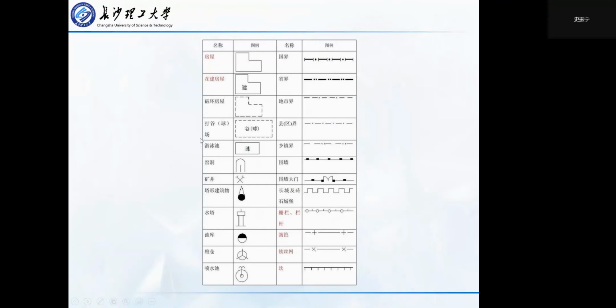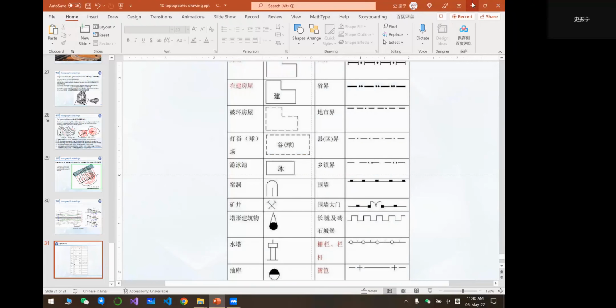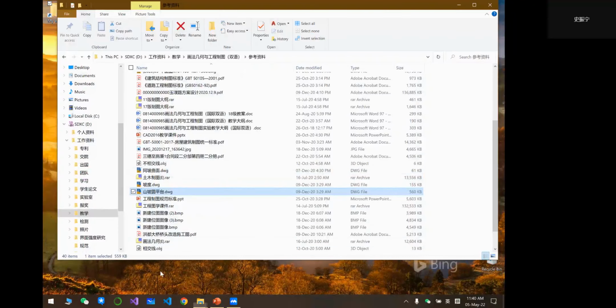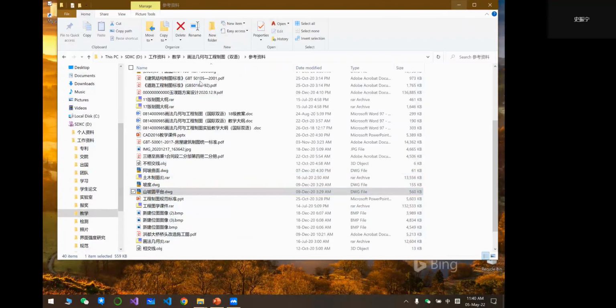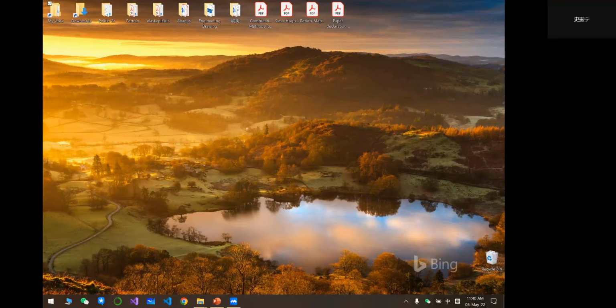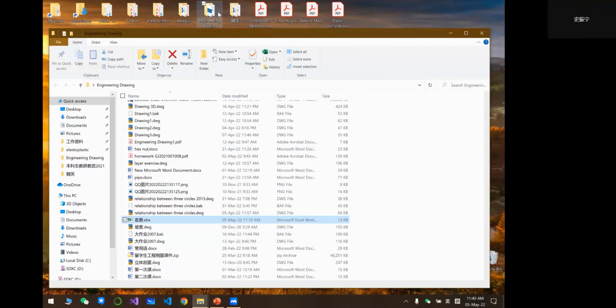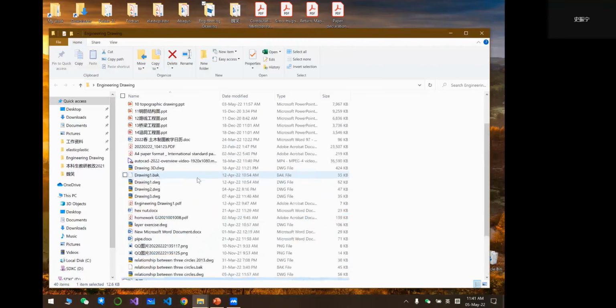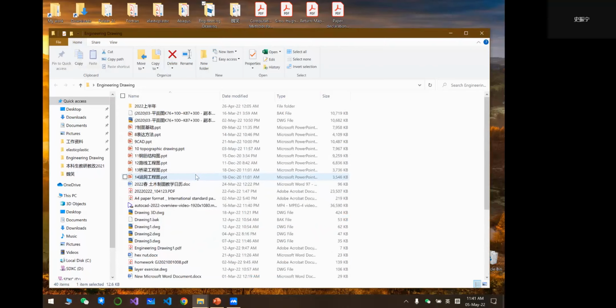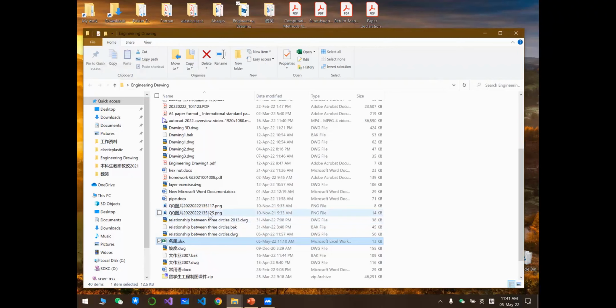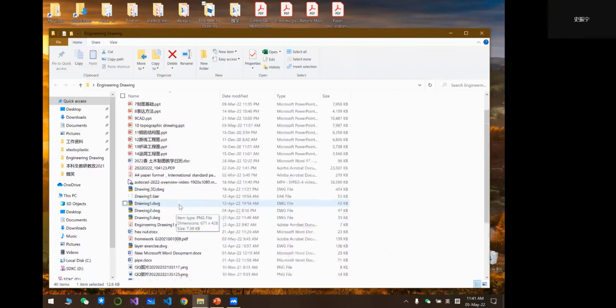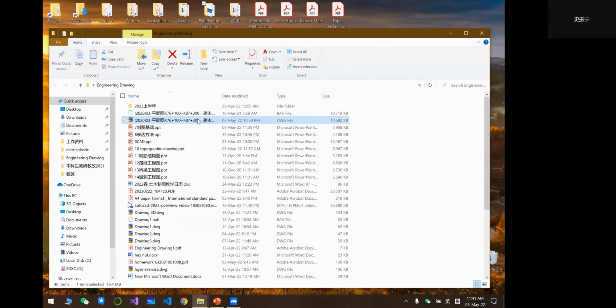Okay, also, let me show you another example about a topographic drawing. Let me show you. Which one? Okay, this one.